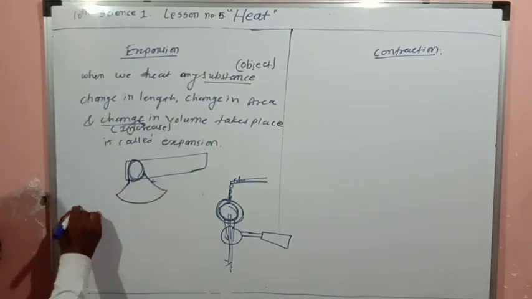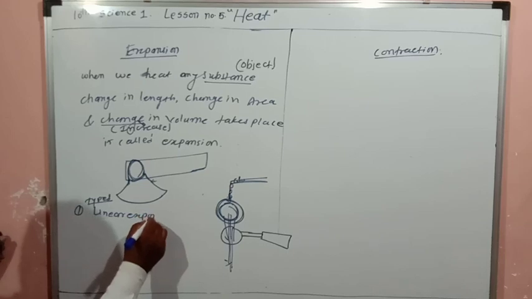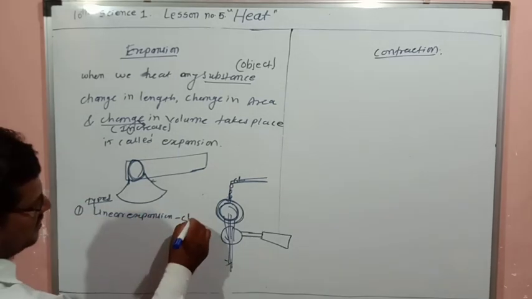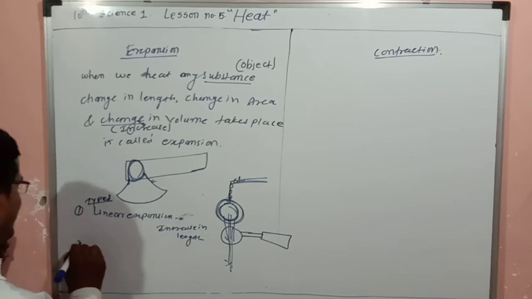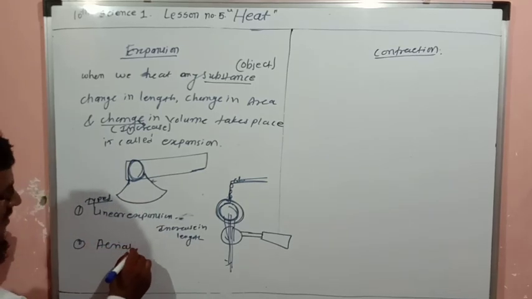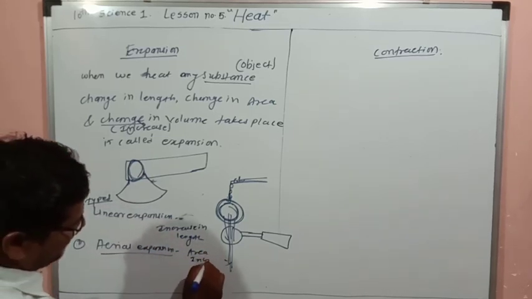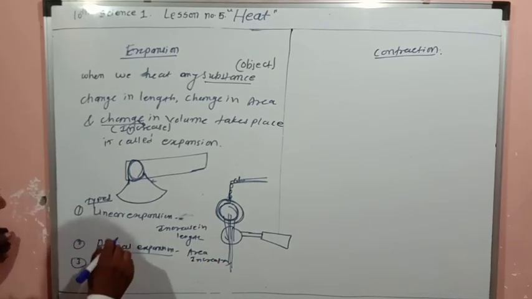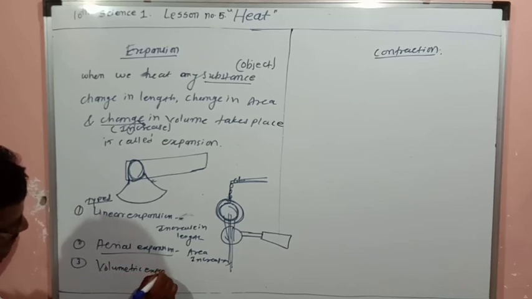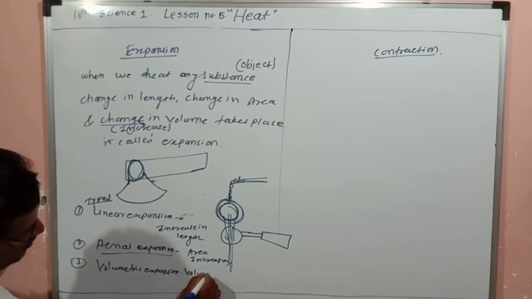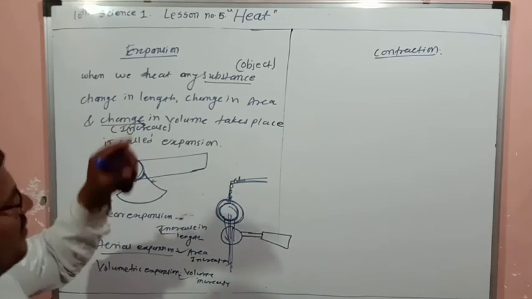So expansion is of 3 types. First one is linear expansion. In that, change in length, increase in length. Second one is the aerial expansion. And in case of aerial expansion, area increases. And third one is the volumetric expansion. And in that, what will take place? Volume increases. So increase in length, increasing area, increasing volume on heating, it is called as expansion.